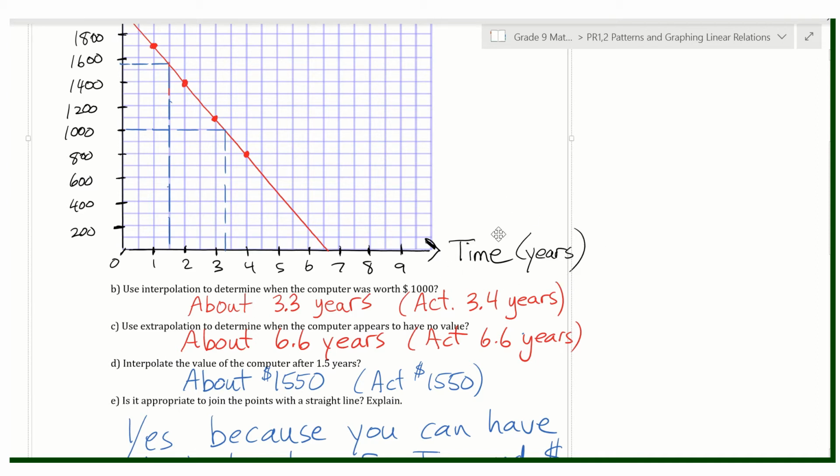Can you ask yourself, can there be points between these 1, 2, 3, 4, 5? Is it possible, for example, to estimate 4.5 years? The answer is yes, that's totally reasonable. If this was, for example, the number of books, well, then you can't have 4.5 books. So it wouldn't be appropriate to really interpolate that. But in this case, time is a value that you can have halves, thirds, quarters, in betweens, right?